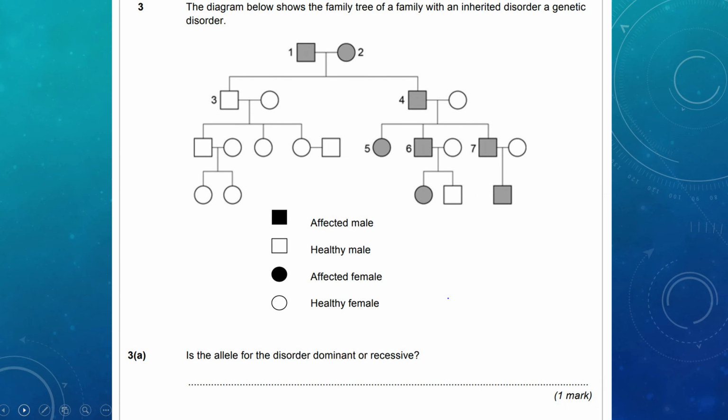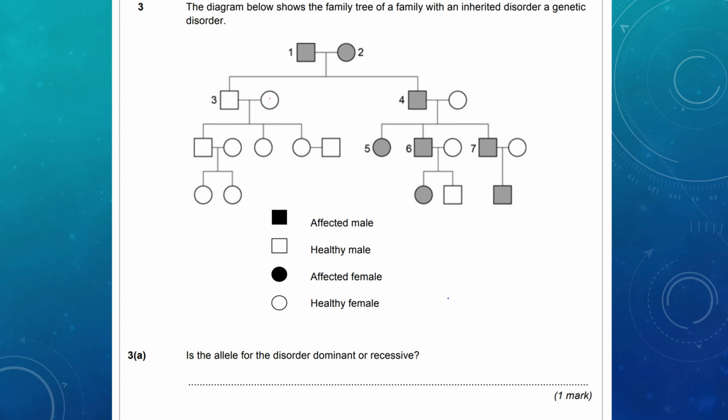Second part to this question, we have another family tree, and this is about a family with an inherited disorder, a particular genetic one. It doesn't tell us what the disorder is, but we've got to try and figure out, is this disorder controlled by a dominant or a recessive allele? So again, dark black square is an affected male, dark black circle is an affected female, and white squares, healthy males and healthy females. So both of the parents were actually affected by whatever this inherited disorder was. And of the two parents, they had one child who had the disorder and one child who didn't.